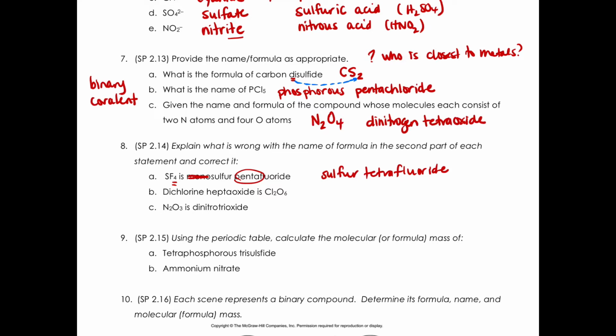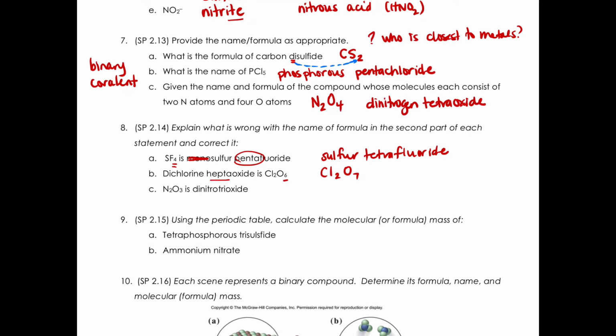The next one, dichlorine heptaoxide. Well, hepta would mean 7. So this is going to be Cl2O7. And then N2O3 is dinitro trioxide. Now the problem is that when we're naming our binary covalent compounds, the first one, which we're saying behaves like a metal, is given its full correct name as you see it on the periodic table, if you will. So this is dinitrogen trioxide.